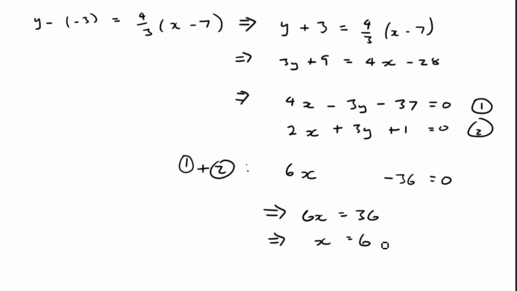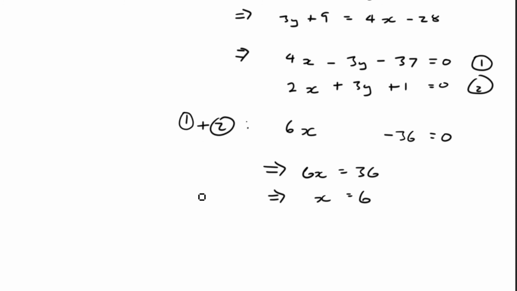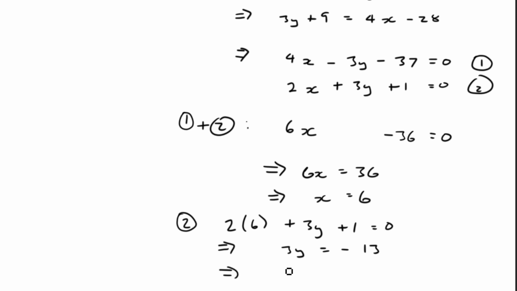That's only the x-coordinate of the point of intersection. We'll need to find the y-coordinate as well. We could use either of the original straight line equations, but it's easier to use equation 2. So in that case it says that 2x, and we know that x is 6, so 2 times 6 plus 3y plus 1 is 0. That means that 3y is negative 13. That means that y is negative 13 over 3. Not the nicest coordinate, but we therefore know that the answer to the question is the point of intersection is (6, negative 13 over 3).